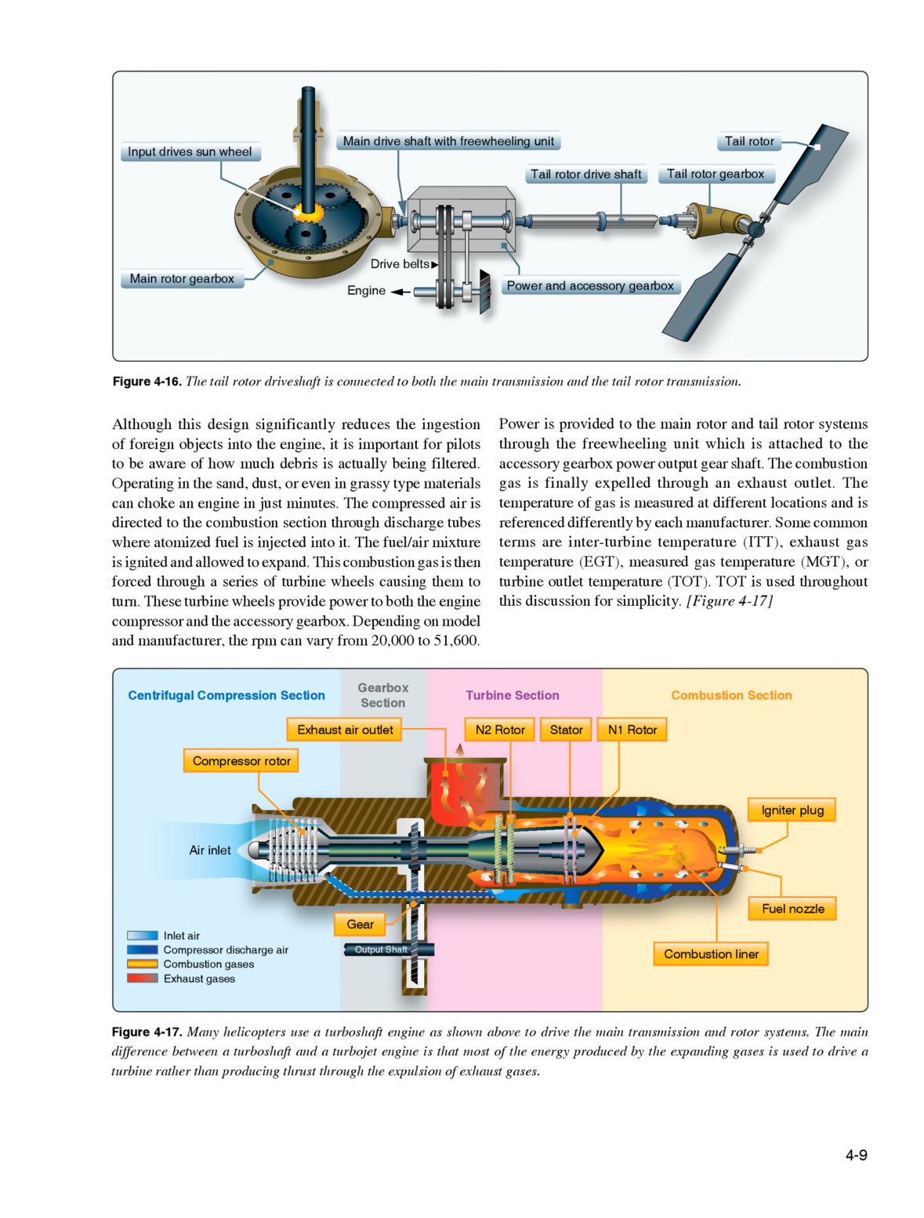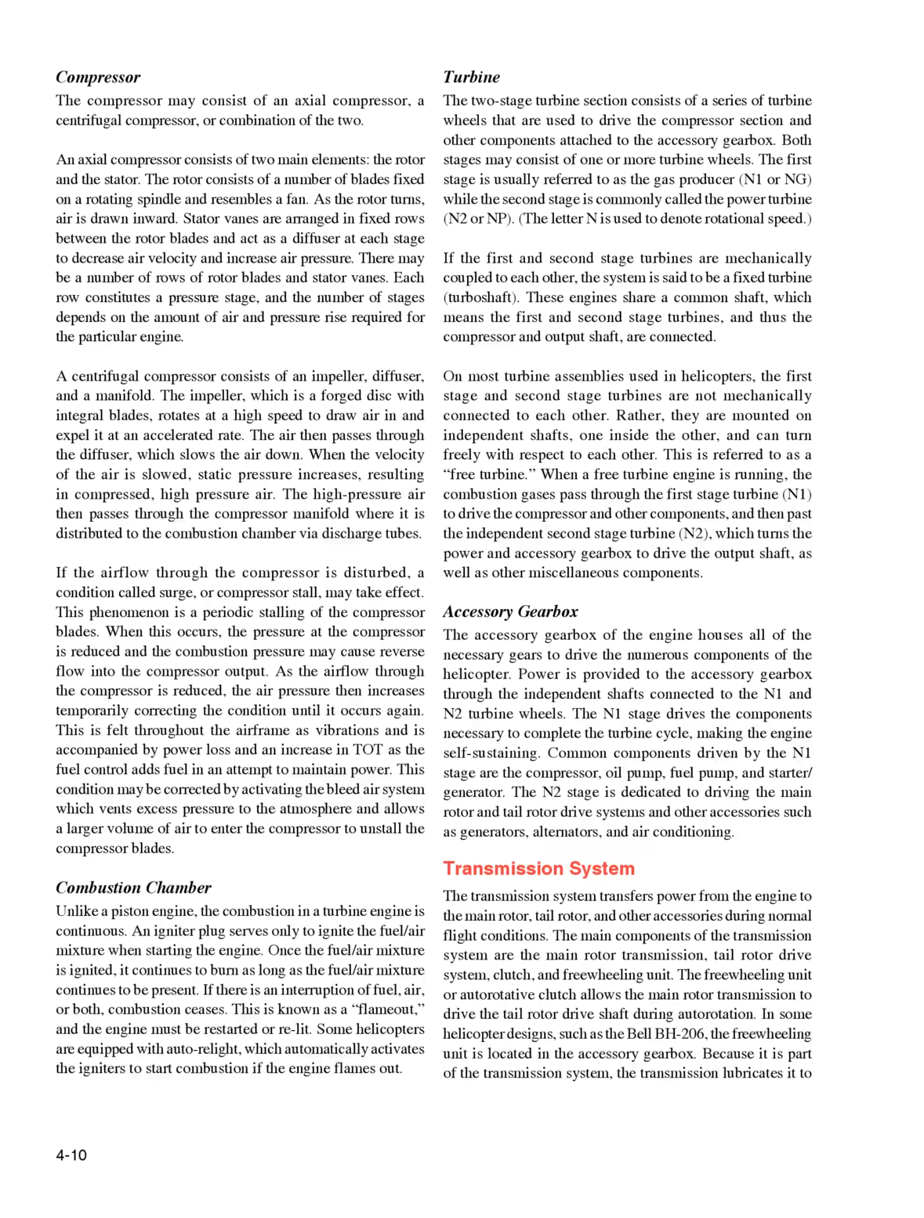Figure 4.17. Compressor. The compressor may consist of an axial compressor, a centrifugal compressor, or combination of the two. An axial compressor consists of two main elements, the rotor and the stator. The rotor consists of a number of blades fixed on a rotating spindle and resembles a fan. As the rotor turns, air is drawn inward.